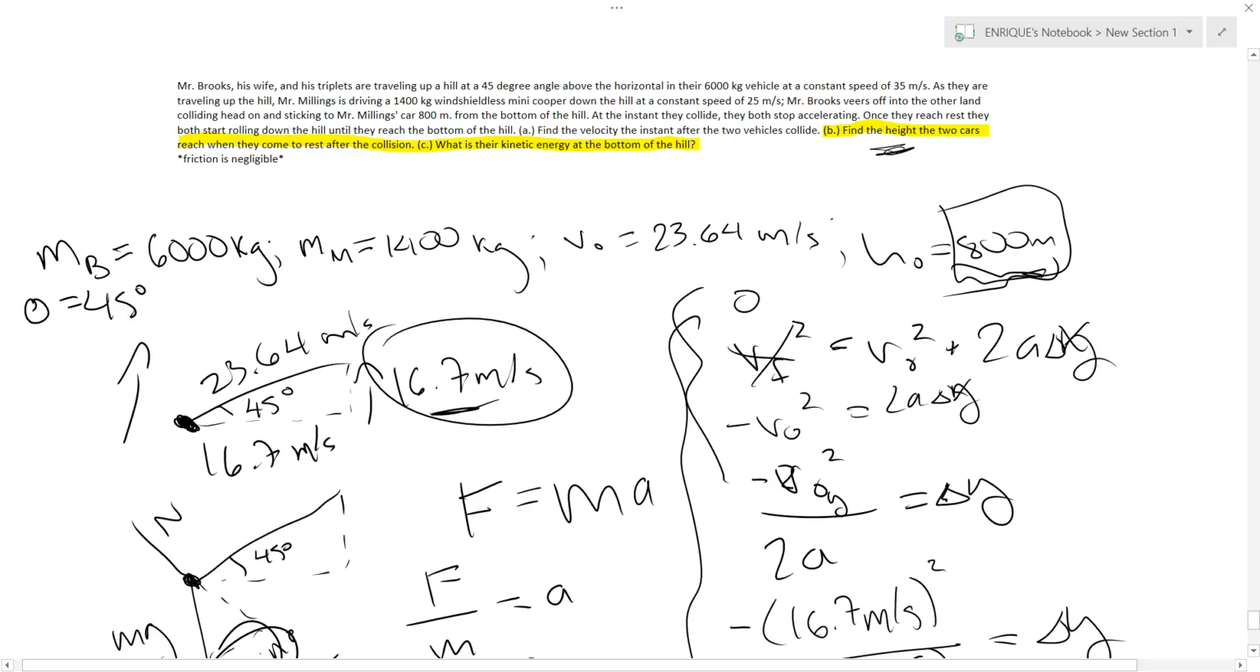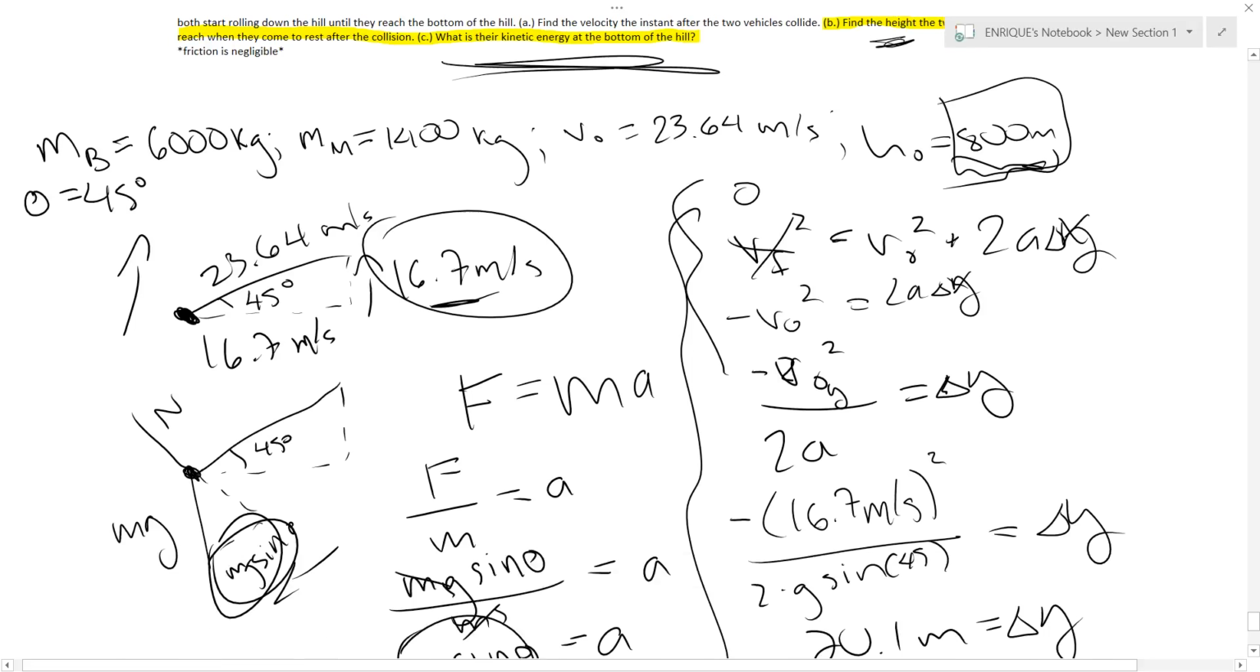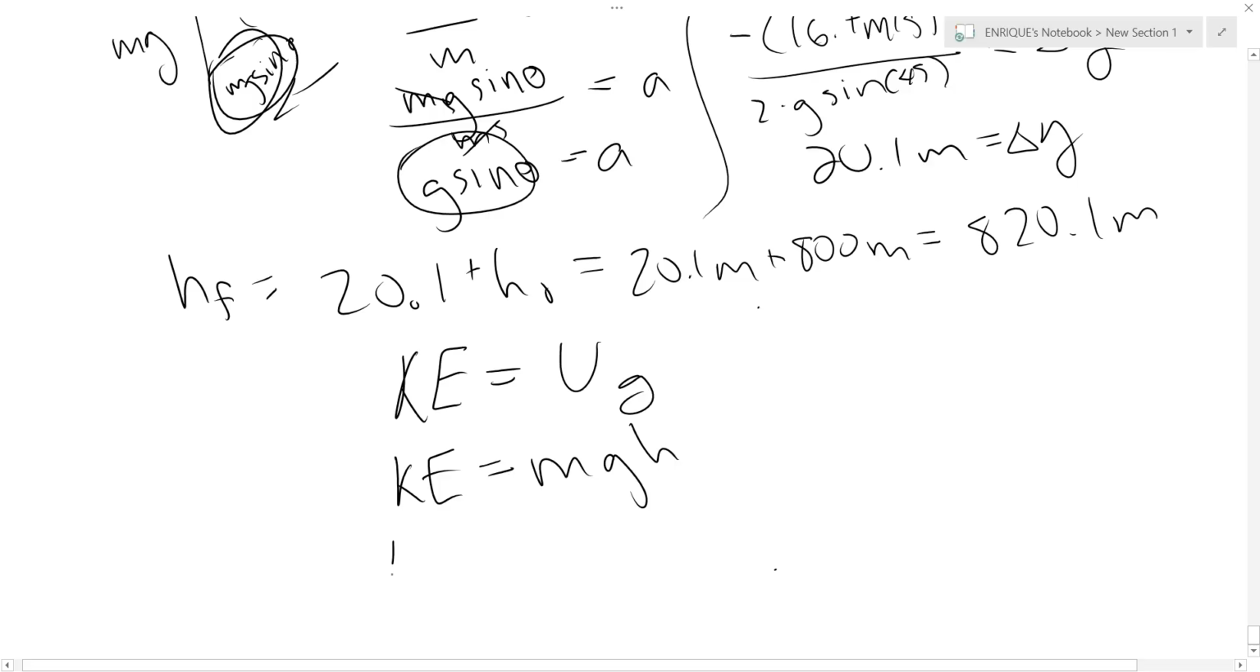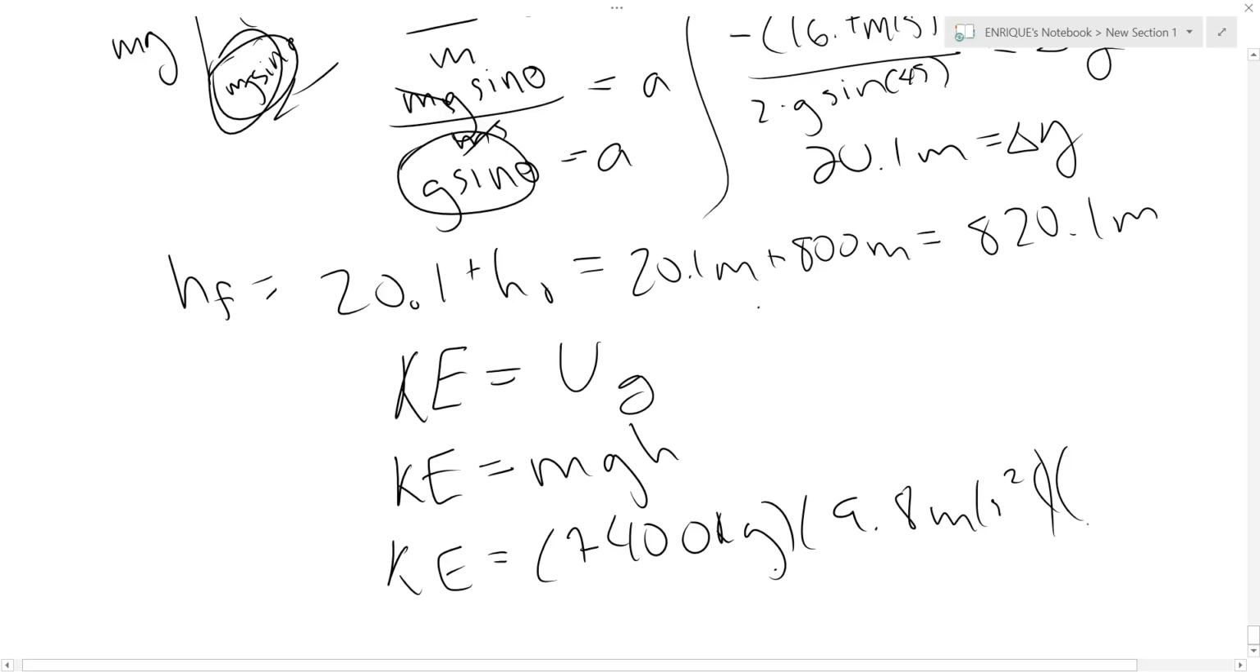The third part of the problem is asking, what is their kinetic energy at the bottom of the hill, right? Using conservation of energy, the kinetic energy is going to equal the potential energy. We could just draw them next to each other, right? So the kinetic energy is equal to the gravitational potential energy, and we're trying to solve for the kinetic energy. We know that gravitational potential energy is mgh. We can now substitute. We know the mass of the system is 7,400 kilograms, gravity is 9.8 meters per second squared, and our height is going to be 820.1 meters.